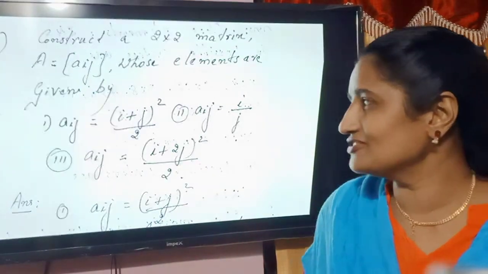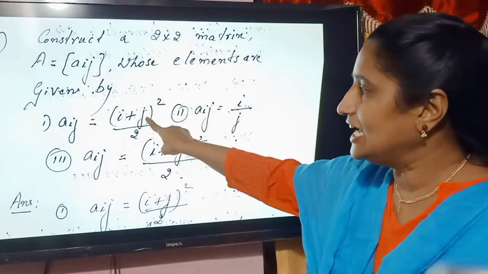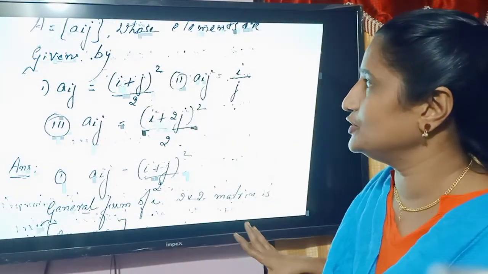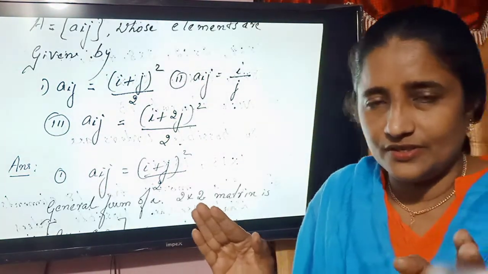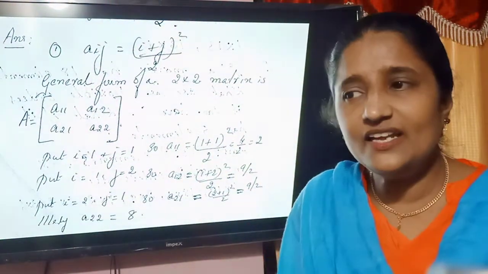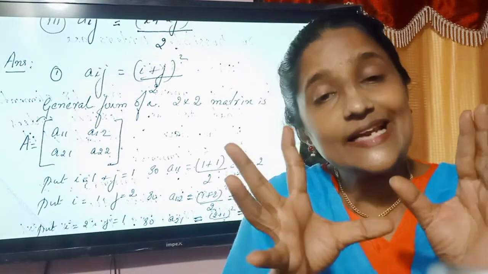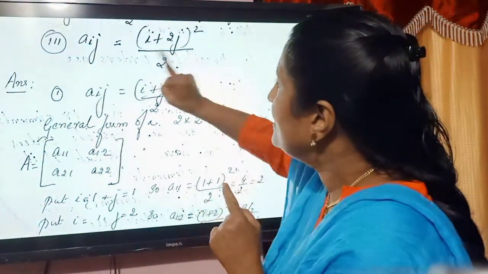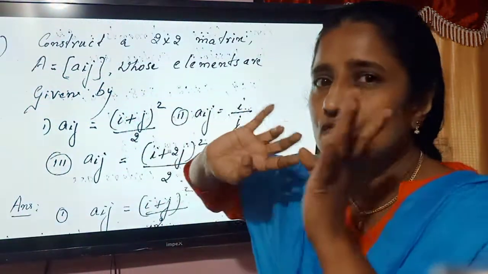Okay, come to the first question, first part. Aij equals (i plus j) the whole square by 2. Here the question is to construct a 2 by 2 matrix. In the previous questions the matrix was given, but here you need to construct a matrix. The standard form is given. What is the standard form? Here Aij is equal to (i plus j) the whole square by 2.